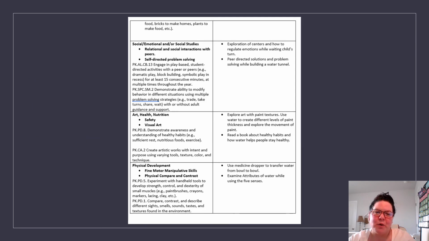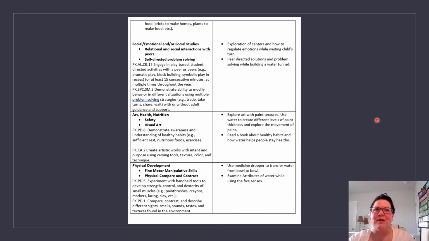And then our next one would be social, emotional, and/or social studies. Because it would be more towards the beginning of the year, we're going to look more at the social, emotional, and we're going to talk about relational and social interactions with peers, and then also self-directed problem solving. So this would be exploration of centers and how to regulate emotions while waiting their turn.